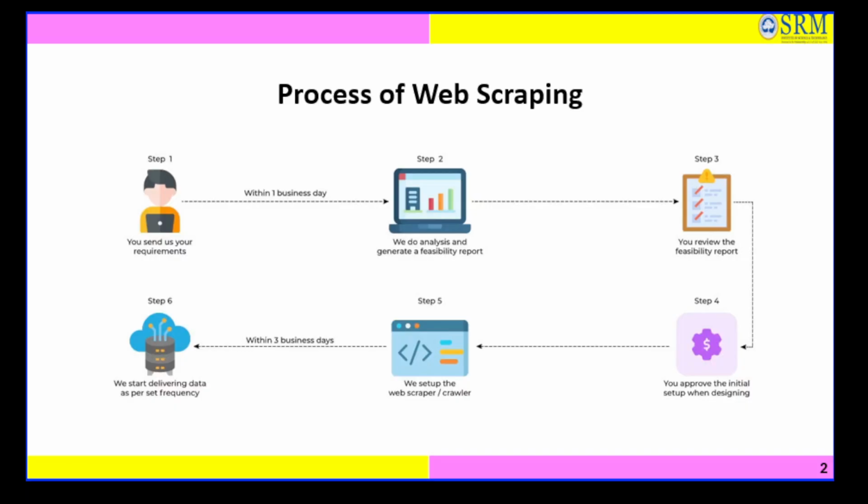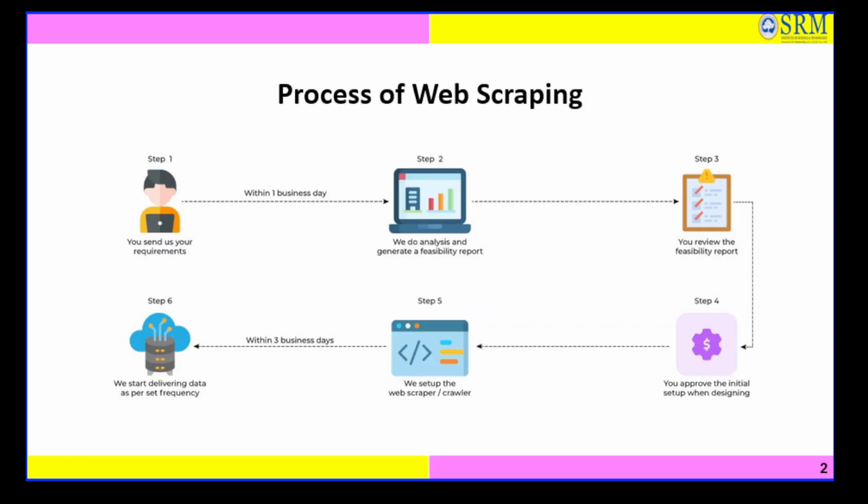So, the process of web scraping. As you can see, there are 6 different steps. We'll see them one by one, and this is going to explain how the process occurs. First, you send the requirements to the web scraping service. For example, you specify the website you want to scrape, the type of data you need, and the frequency at which you want the data. That is the first step.